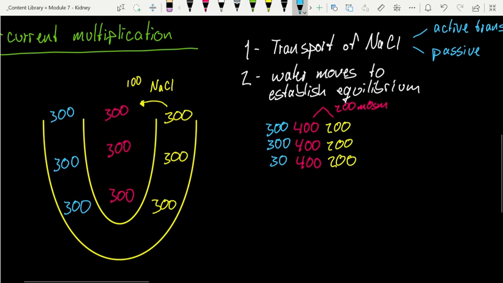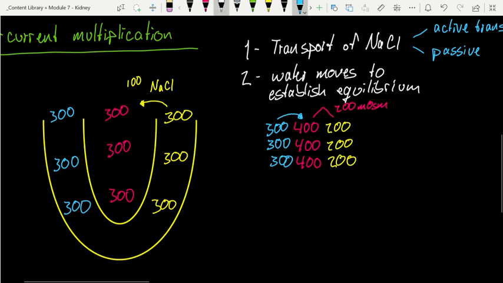Now, step 2, we said the water moves to establish an equilibrium. What do we know about water? Water follows salt. Because there's more salt gradient in the interstitial space, water is going to follow in that direction. It will only come from this side of the filtrate, because remember, it's only the descending loop that is permeable to water. Water can't come from anywhere else.